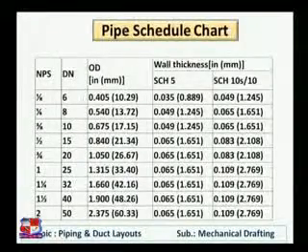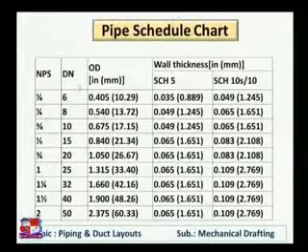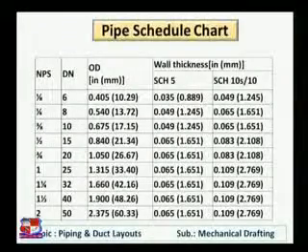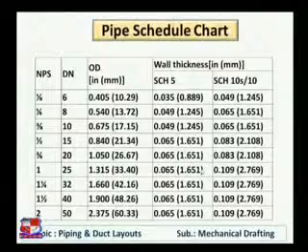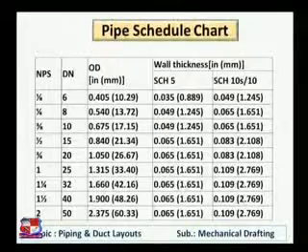So let me take one example. If NPS is 1 or 1 inch, its DN number is 25. We are discussing this line. Then the outside diameter is 33.40 millimeter and the thickness of wall is 1.651 millimeter. So this is to be found from the pipe schedule chart.